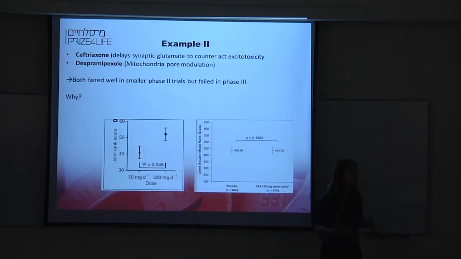So ceftriaxone and dexpramipexole actually were in an even more difficult situation. Both of them were tested in mice, so the preclinical testing was great. Then they were tested in humans. The way you do clinical trials in humans is you do 3 phases.